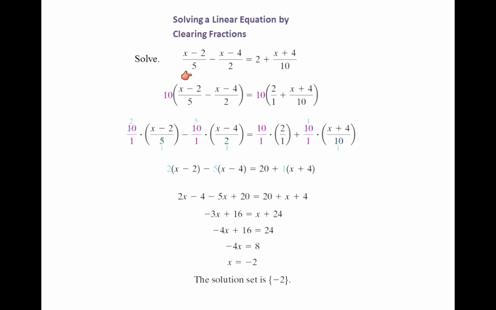Solving a linear equation by clearing fractions. Here we have 5, 2, 10. What is the LCD among all these? 10. If I multiply each term by 10, quickly you can see I can eliminate all the fractions. 10 over 5 becomes 2. 10 over 2 becomes 5. Well, 10 times 2 becomes 20. 10 over 10 will be 1. So this equation here is identical to this one. It's a lot easier to deal with. So all I have to do is just distribute, isolate the variables, and solve for it.